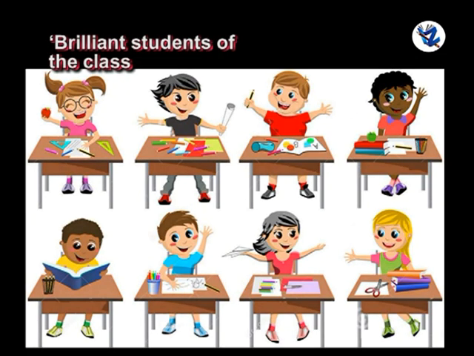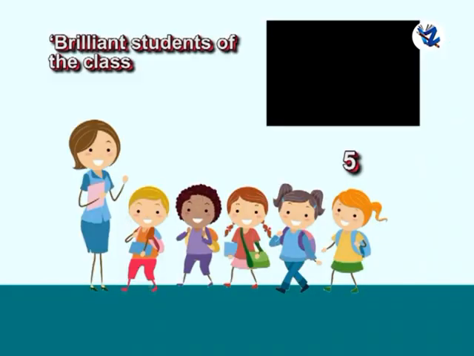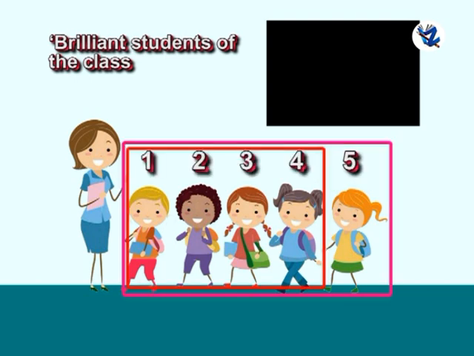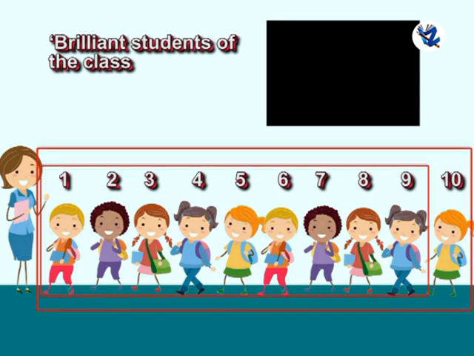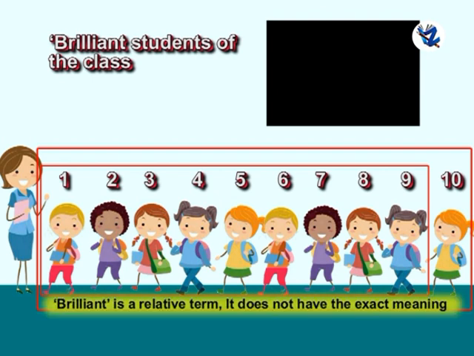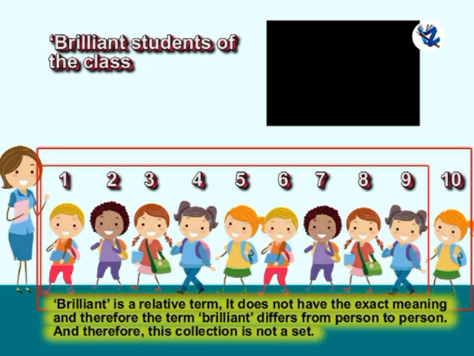Suppose I ask you the names of brilliant students of your class. Then, what will be the answer? The student who is getting 5th rank will tell 4 names of the brilliant students because he is on the 5th place. But for a student who is on 10th place, there will be 9 brilliant students according to him. That means brilliant is a relative term. It does not have an exact meaning. And therefore, the term brilliant differs from person to person. And therefore, this collection is not a set.